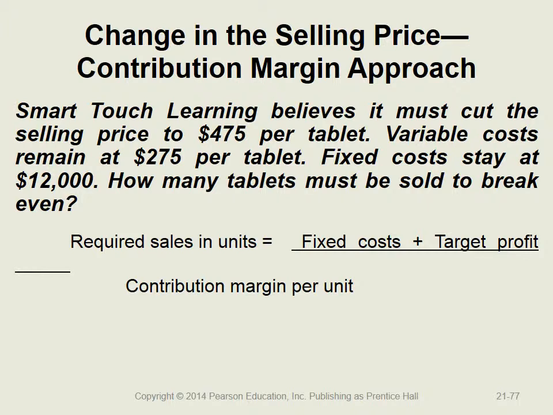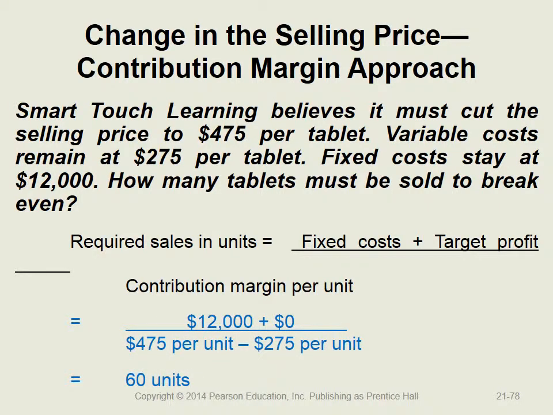Suppose Smart Touch lowers its price to $475 per tablet. The variable cost per tablet and the fixed cost do not change. We will use the contribution margin approach to determine the new break-even point. With the original $500 sales price, Smart Touch Learning's break-even point was 54 tablets. With the new lower sales price of $475 per tablet, the break-even point increases to 60 tablets. The lower sales price means that each tablet contributes less towards fixed costs, so the company must sell more tablets to break even.